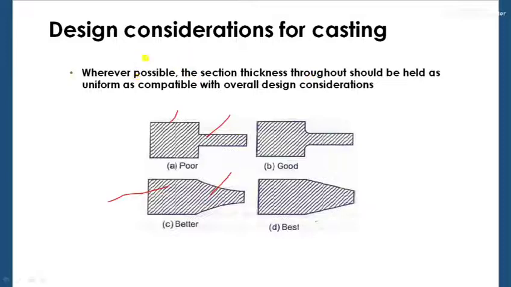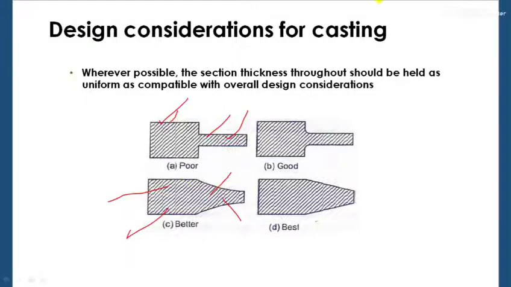Basically here, if I highlight here, here the cross section is different, here the cross section is different, here the cross section is different, here the cross section is different. So if there is a sudden change in the cross section, what will happen? Yeah, the stress concentration will increase. Okay, so again the stress concentration will result in the failure of the particular component.